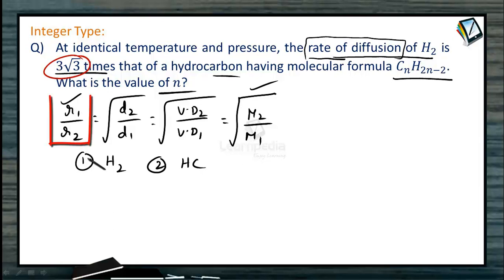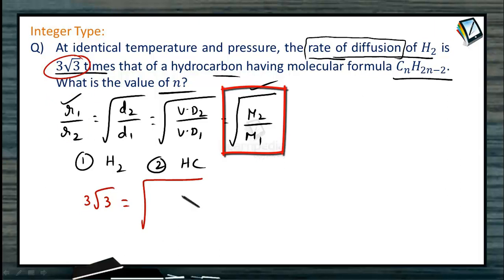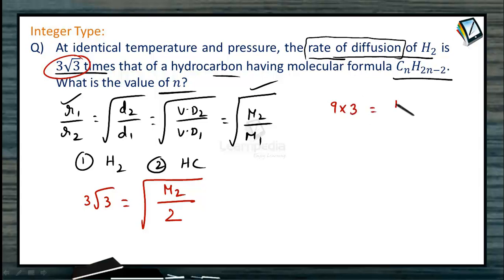So, here R1 by R2 is equal to 3 root 3, which is equal to root over M2 upon M1. M2 means the molecular mass of the hydrocarbon divided by the molecular mass of hydrogen, that is equal to 2. So squaring on both sides, we get 9 into 3 equal to M2 upon 2. So now M2 is equal to 54.